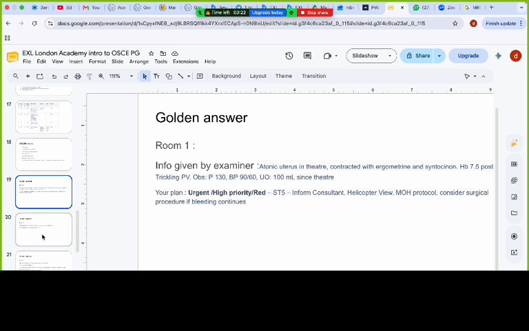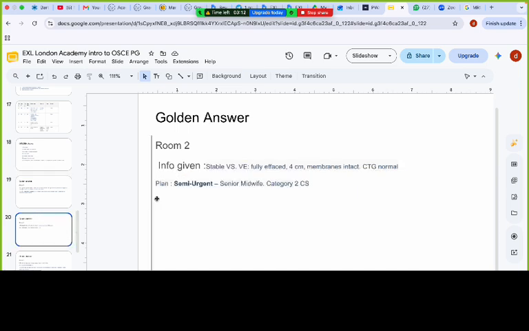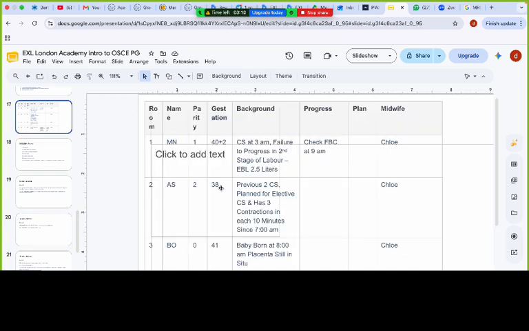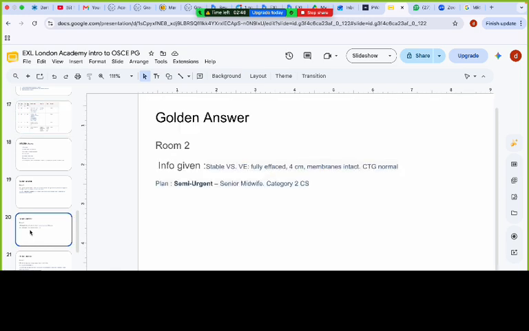Thank you. So coming to the next room. In room number 2, this is a para 2 lady, 38-weeker, previous cesarean section, planned for elective cesarean section, 3 contractions in 10 minutes since 7 o'clock. One of the possible pieces of information is that she is fully effaced, 4 cm, membranes intact, CTG is also normal. So this is a low priority case, not a high priority case.